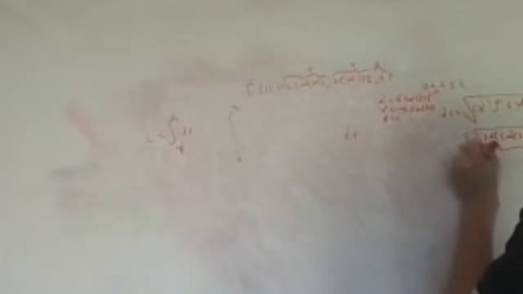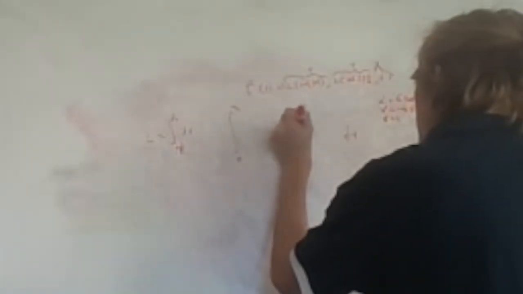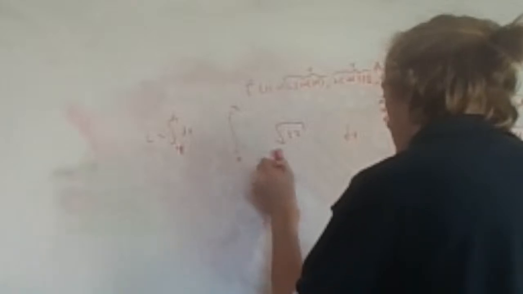So ds is going to end up being the square root of 36 plus 1 dt. So over here, we're going to integrate the square root of 37 dt. And so that's just going to be 2 square root 37.